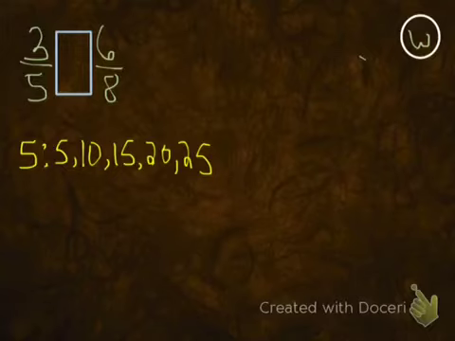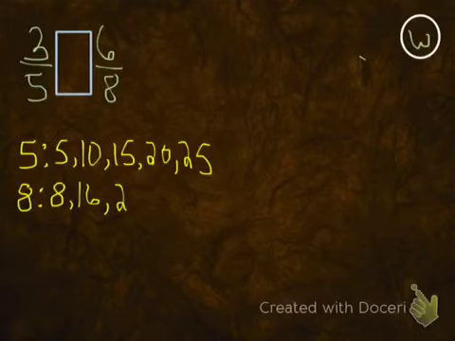The other fraction, 6/8. We're going to count by 8s. That's why it's important to know your times tables, boys and girls. So we can count by 8s pretty quickly. 8, 16, 24, 32. I don't quite have a match yet, so I might want to keep going.